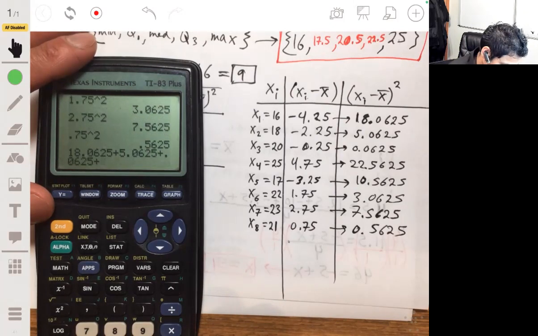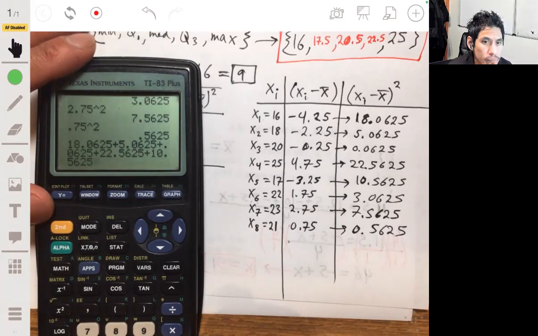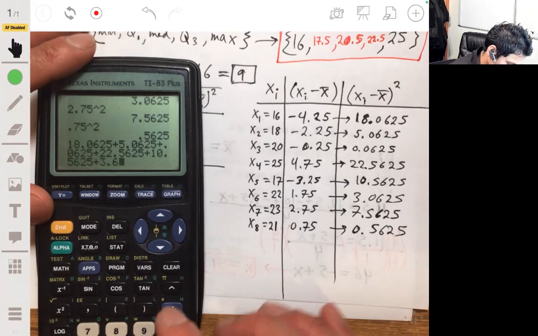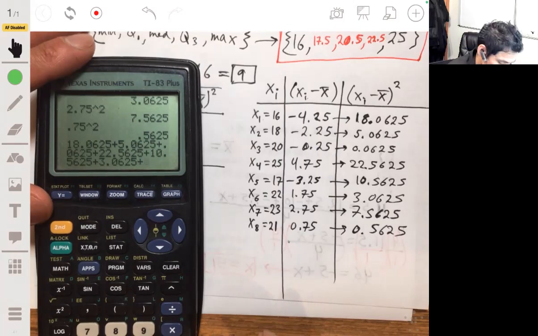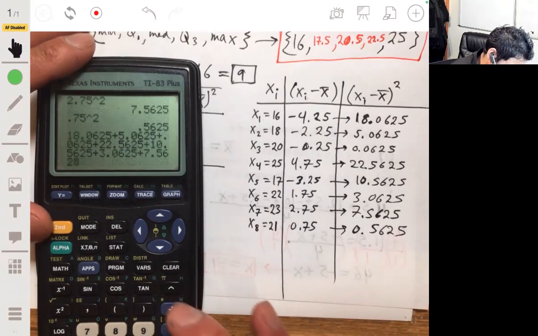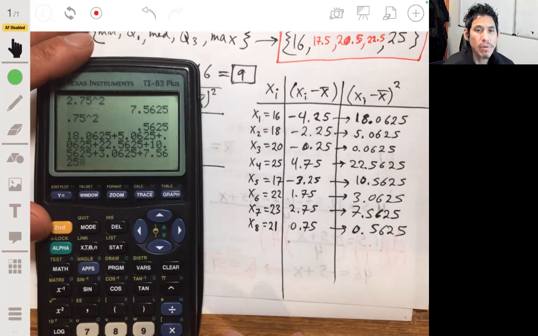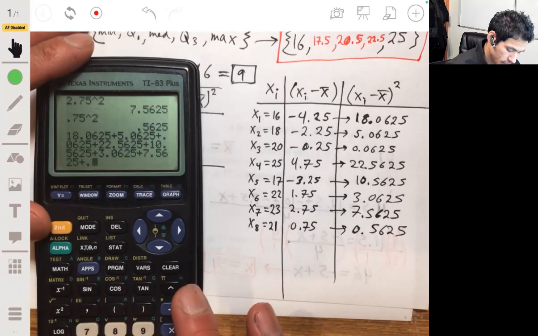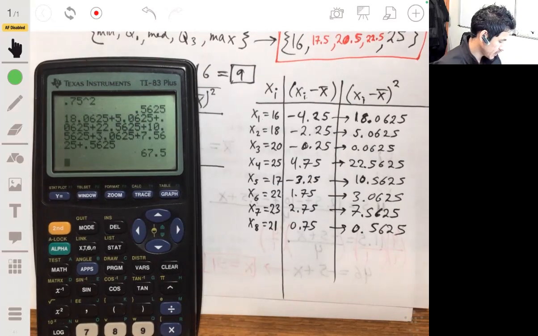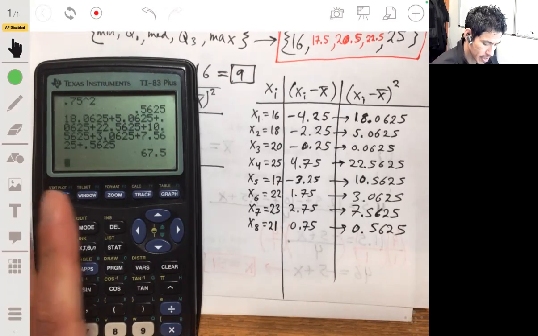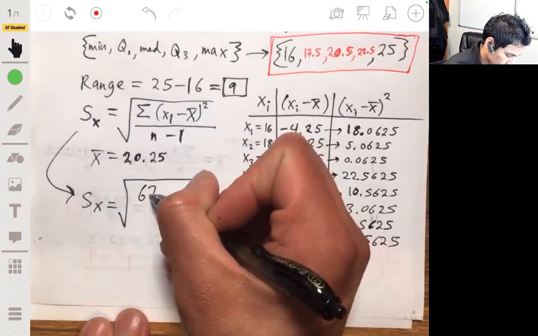Plus 22.5625. Plus 10.5625. Plus 3.0625. Plus 7.5625. Plus 7.5625. Plus 0.5625. 67.5 is the sum there. Cool. Got that correct.